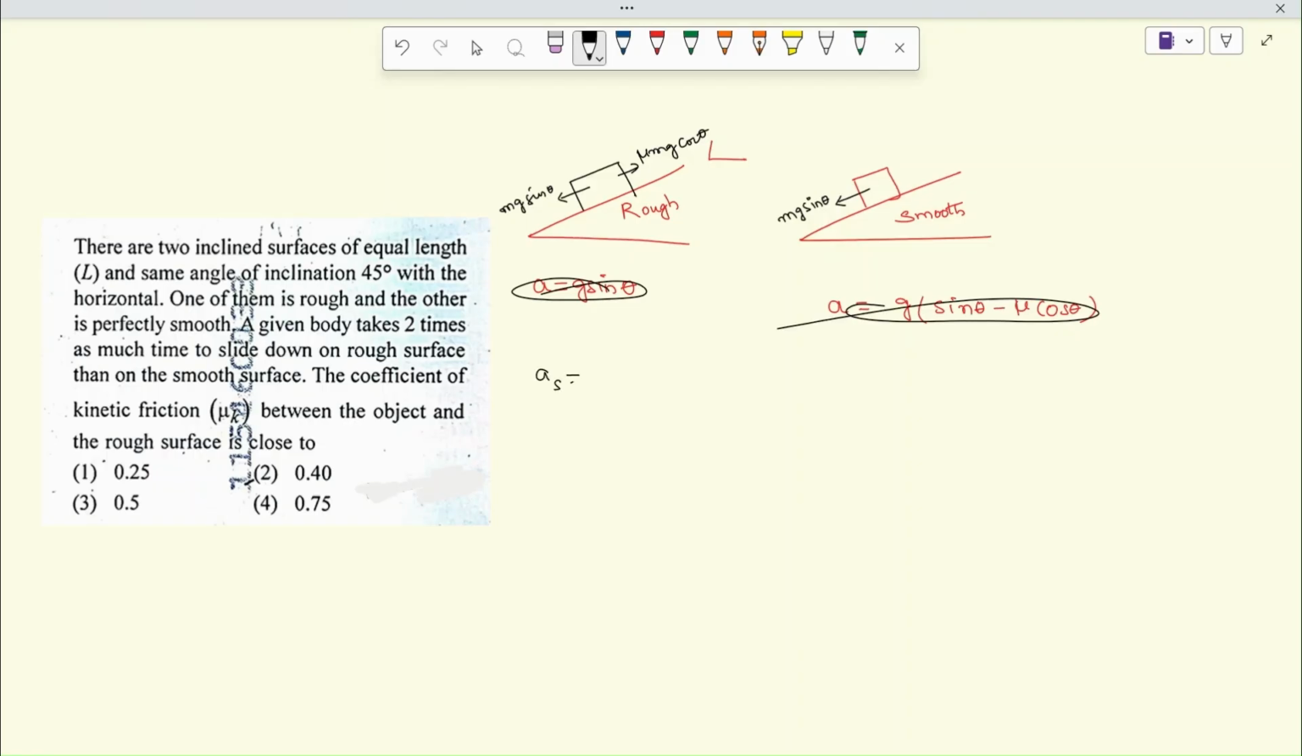On the smooth surface, it is g sine theta, whereas on the rough surface, g into sine theta minus mu cos theta. And it is given in the question that both are traveling same distance on the plane. So L is same, L is distance. And L is equal to half a t square, because initial velocity is 0 here. So for these two surfaces, half into acceleration on rough surface into time taken on rough surface square is equal to that on the smooth surface.